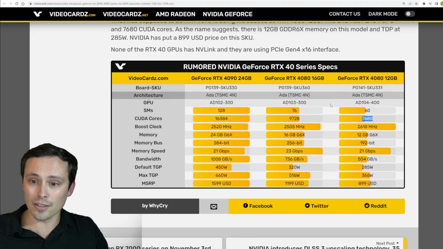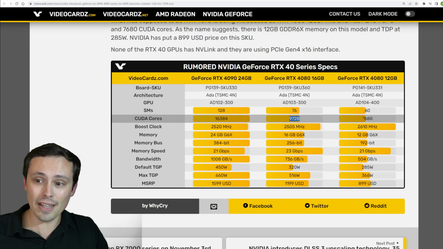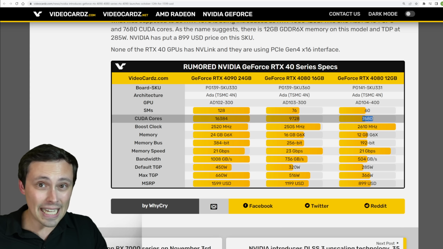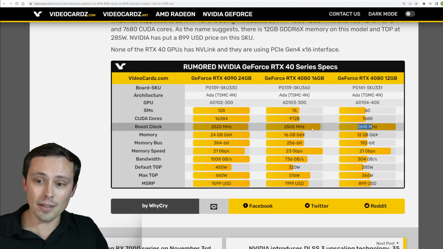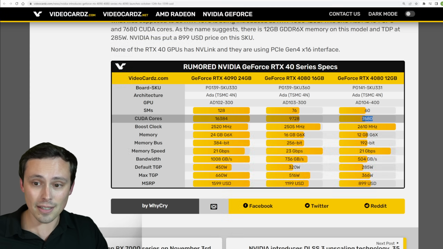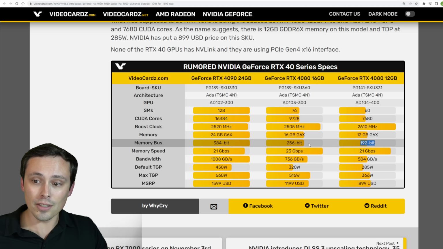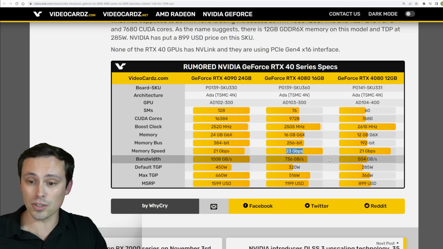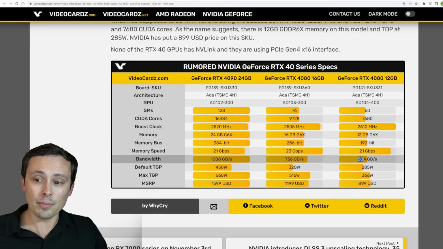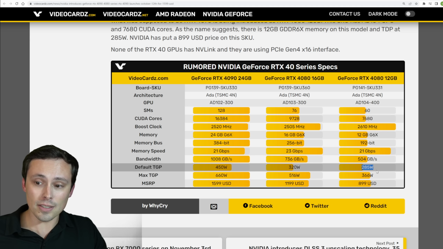There are 7,680 CUDA cores on the 12GB version compared to 9,728 on the 16GB version. That means we're only seeing about 78% of the CUDA cores. There is a bit of a clock speed boost, but that's not going to make up for the performance difference we see lost there. Not only is it fewer CUDA cores, but we're also seeing the memory bus down to 192-bit instead of 256-bit, the memory speed at 21 gigabit per second versus 23 gigabit per second, and all of that bringing the bandwidth down to 504 gigabytes per second instead of 736 gigabytes per second. It also runs at lower power.